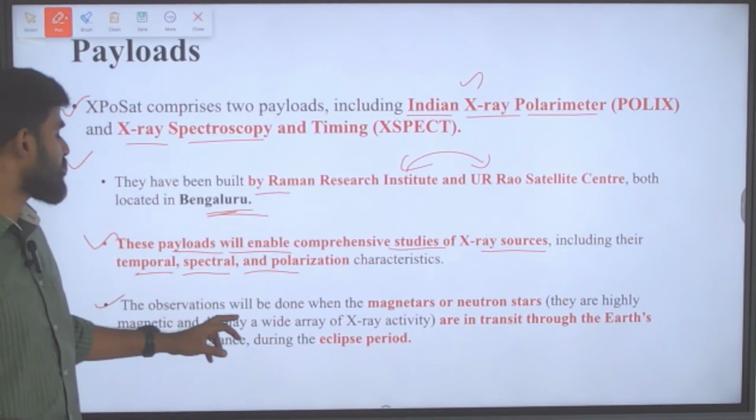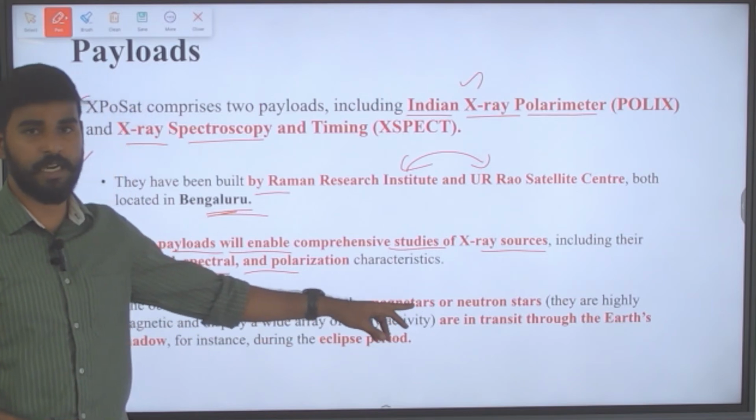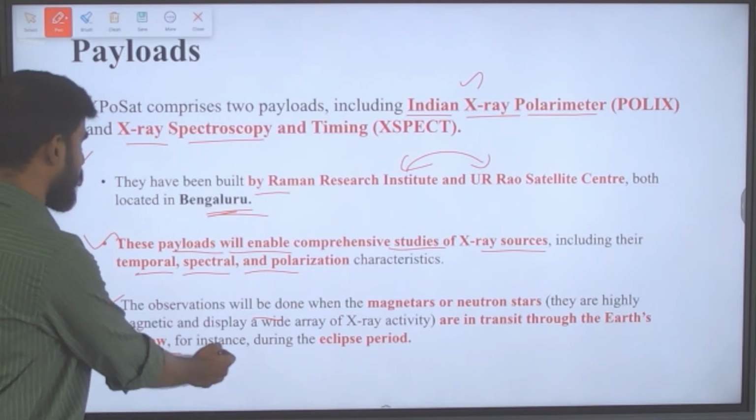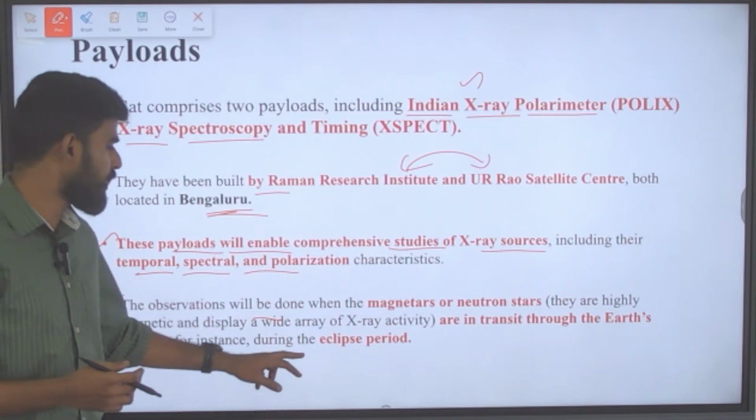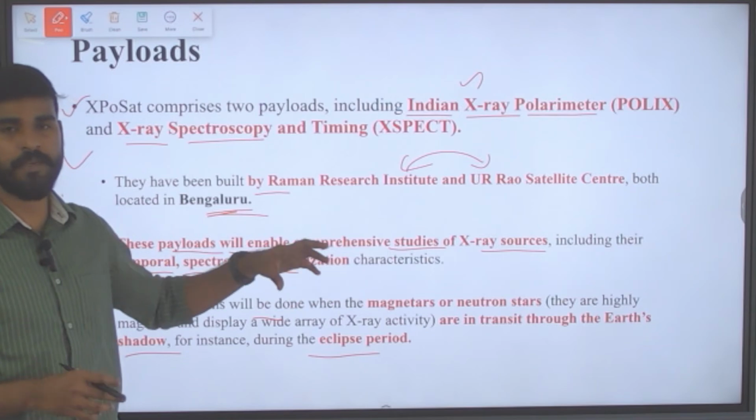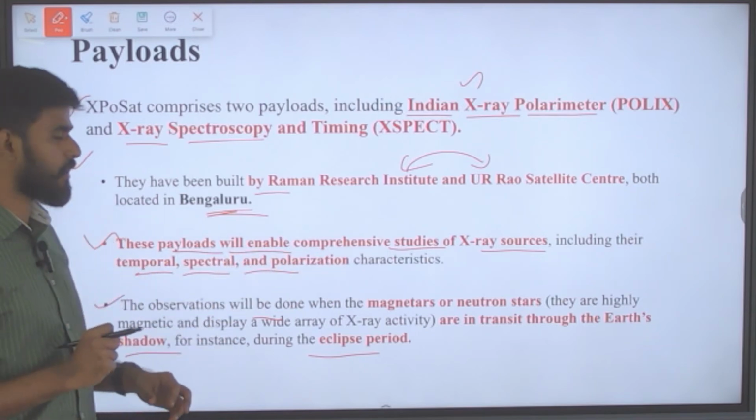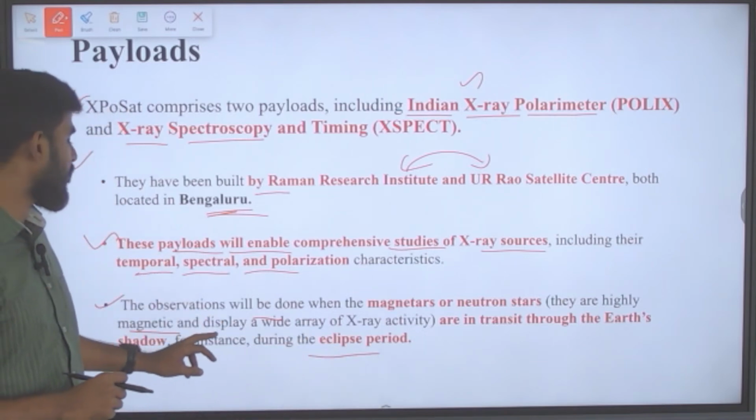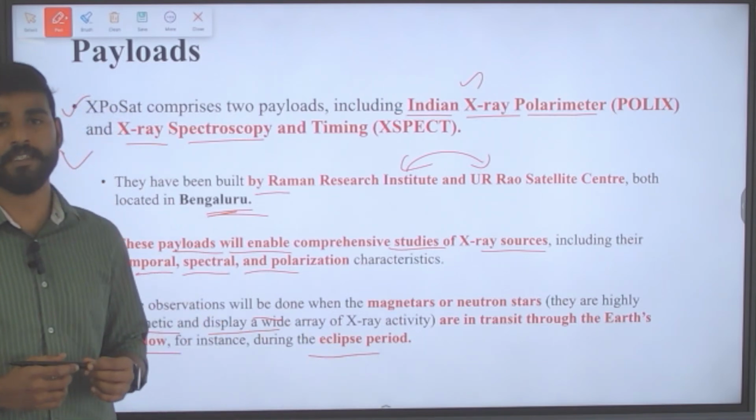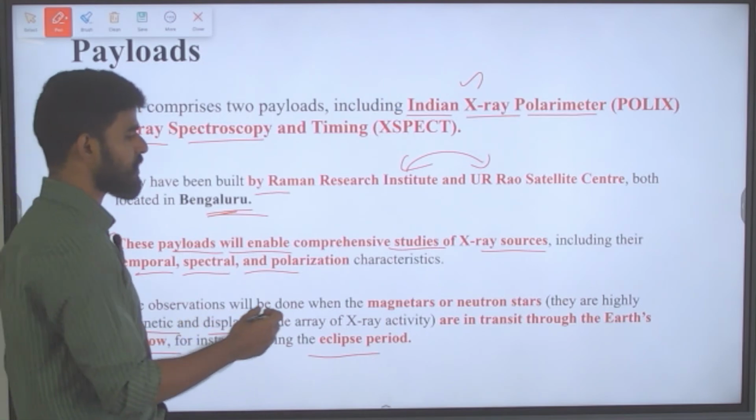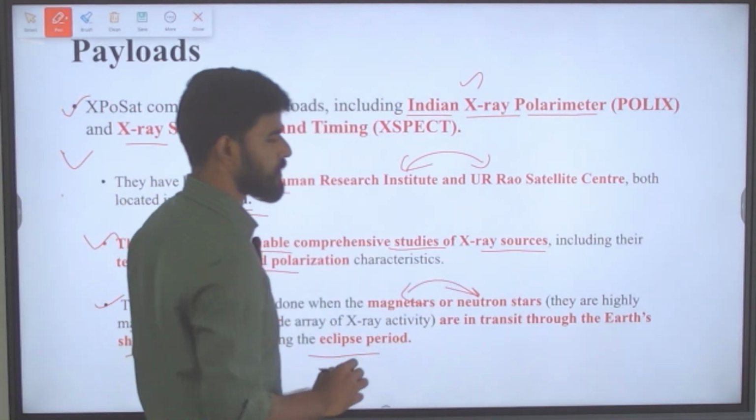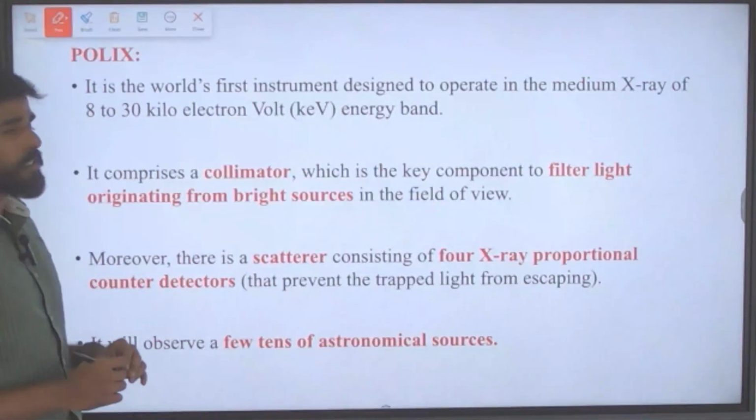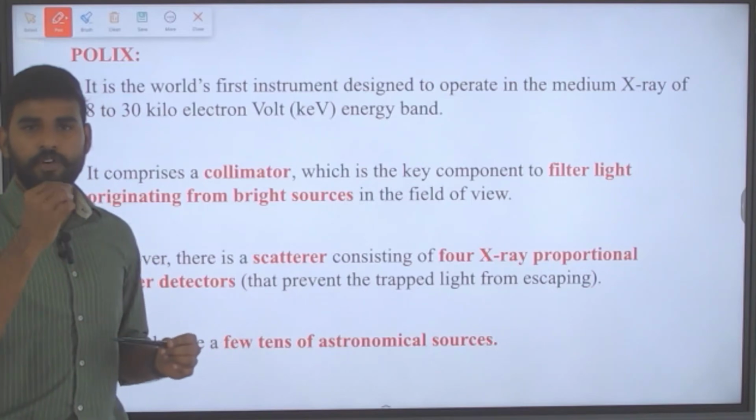And then these observations will be done when magnetars and neutron stars are in transit through Earth's shadow. When will Earth be in shadow? During the eclipse period. Okay, so at those times only the observations are made clearly. Okay, so what are these magnetars and neutron stars? They are highly magnetic and they display a wide array of X-ray activity. In one of our previous sessions, I have discussed in detail about what are magnetars. Okay, kindly watch it. Next, we need to get into the details of each of the payloads.